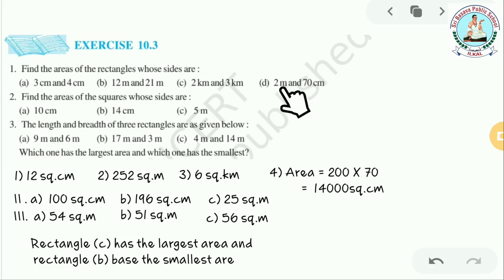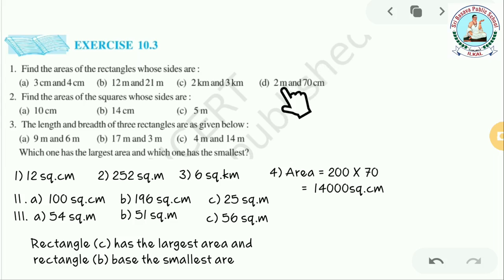So just observe here, the first measurement is in meter and the second measurement is in centimeter. If the measurements are different like this, we cannot multiply. So actually you have two options. One is to convert this 70 centimeter to meter, or else convert this meter to centimeter. Choice is yours, but I am going to convert this 2 meter to centimeter.